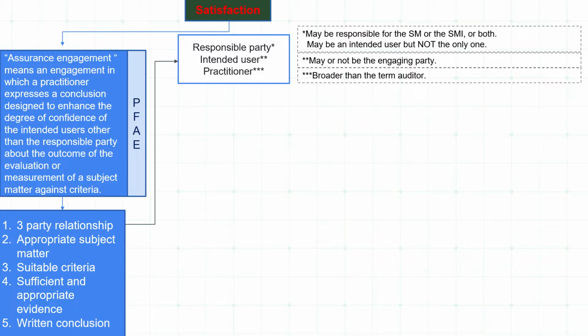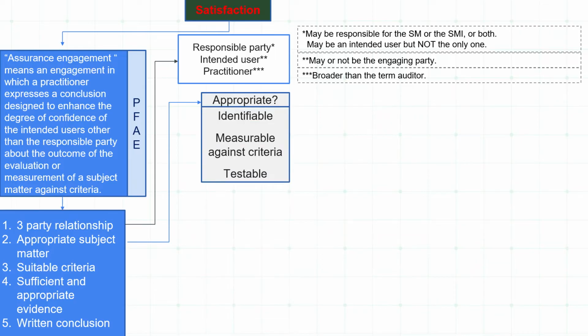The second element is an appropriate subject matter. When we talk about the subject matter, it's not just any subject matter. It has to be an appropriate subject matter. So, how do we know that the subject matter is appropriate? Well, you have three tests. Basically, I call this one the litmus test of subject matters. Well, first, they have to be identifiable, they have to be measurable against a criteria, and they have to be capable of being tested, or they have to be capable of evidence gathering procedures. And so, therefore, a subject matter is appropriate if they are identifiable, measurable, and testable.